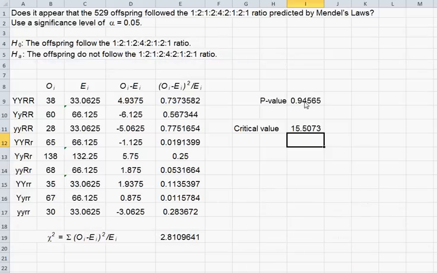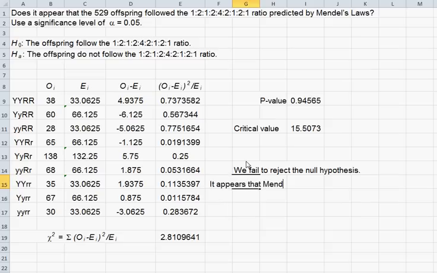So either way, either by comparing the p-value to alpha or by comparing the critical value to the value of chi-squared, we come to the same conclusion: we fail to reject the null hypothesis. It appears that Mendel's laws are correct. And let me fix that so we can see that better.